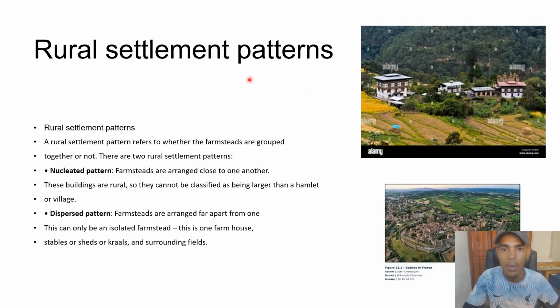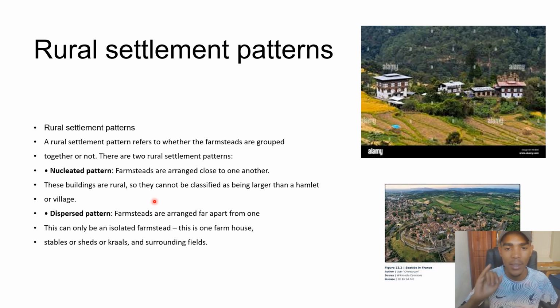Rural settlement patterns. A rural settlement pattern refers to whether the farmsteads are grouped together or not. There are two rural settlement patterns. Nucleated pattern: farmsteads are arranged close to one another. These buildings are rural, so they cannot be classified as being larger than a hamlet or a village.